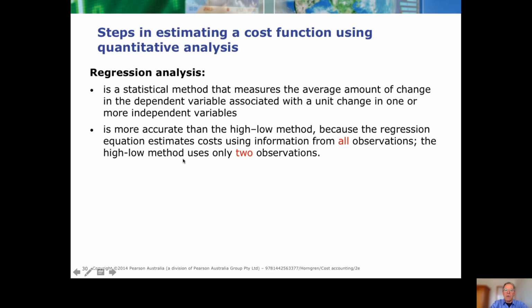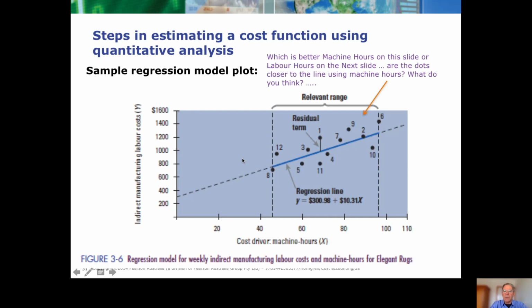But let's have a quick look at regression analysis. The advantage it has is it looks at all of the observations. High-low is only looking at the highest and the lowest, only two of the dots on the line. So in these next couple of slides, I'll get you to use your judgment just by looking at the curve and looking at the dots. Let's try and work out.